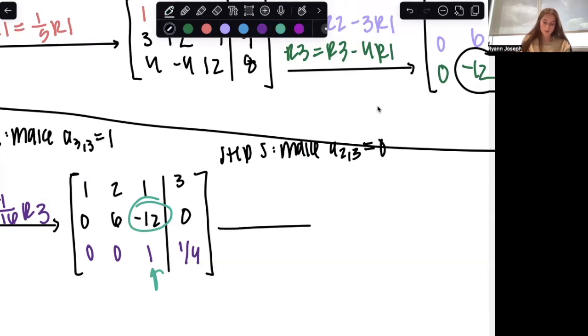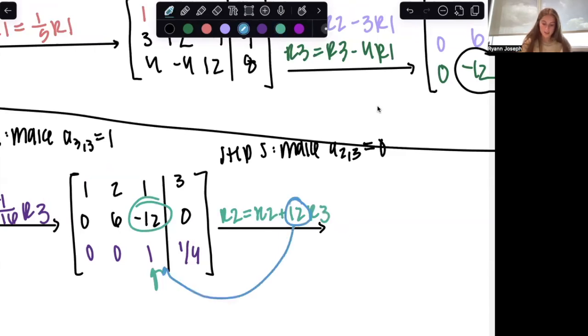So let's do row 2 is equal to row 2 plus 12 times row 3. Does that make sense, that we can use this 1 below it to make it go to 0? So we're just figuring out what we need to multiply. Like, what does this value need to be for this 1 to make it go to 0? So in this case, it's just 12.